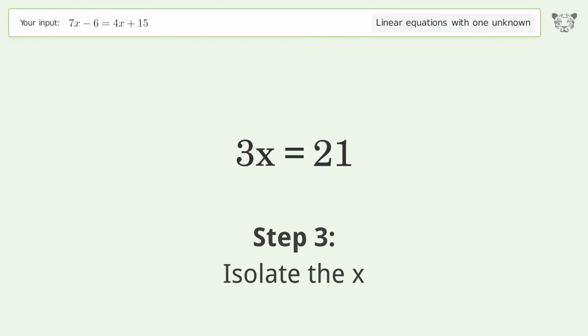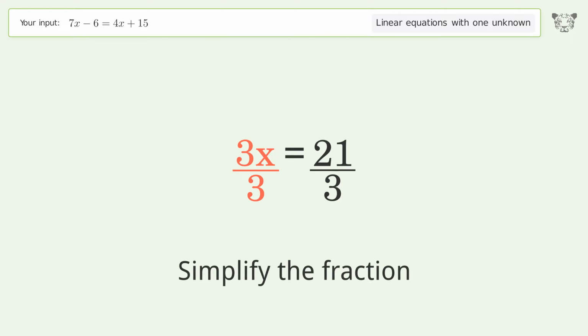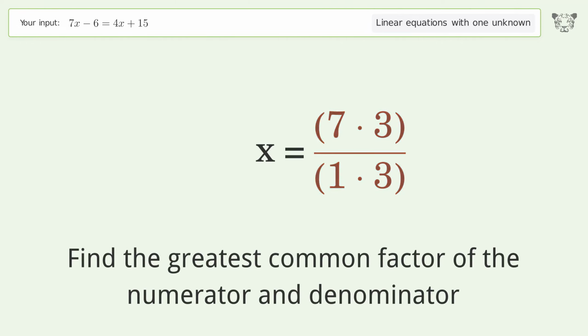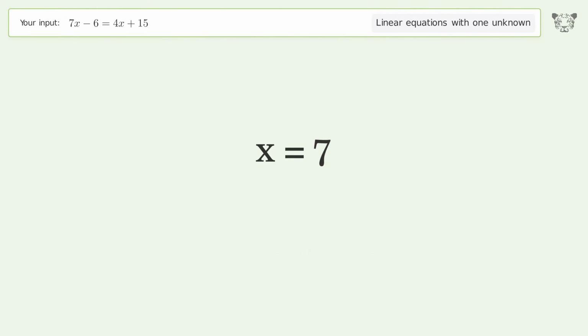Isolate the x. Divide both sides by 3. Simplify the fraction. Find the greatest common factor of the numerator and denominator. Factor out and cancel the greatest common factor. And so the final result is x equals 7.